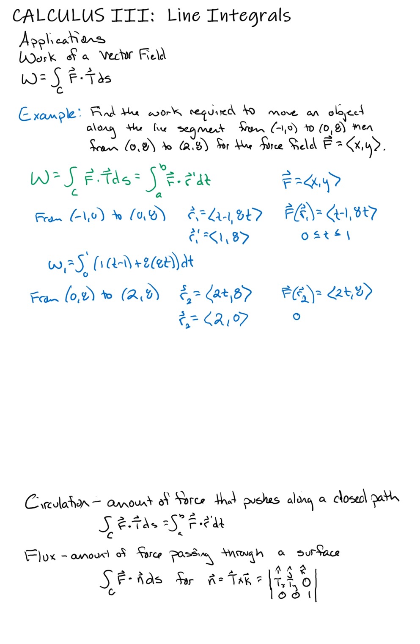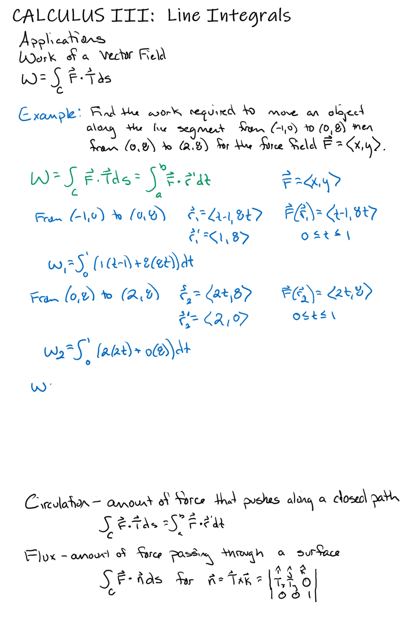And then again, our t values in this situation do still go from 0 to 1. That's going to be very convenient. So W2, the work for the second situation, again will integrate from 0 to 1 of F dotted with r prime. So that gives us 2 times 2t plus 0 times 8t dt.